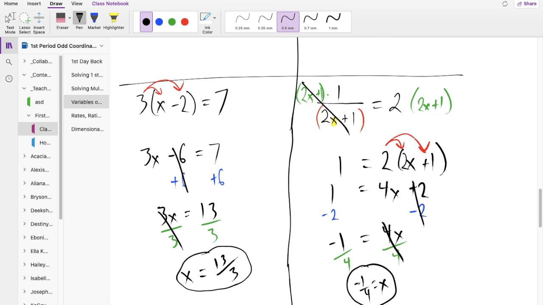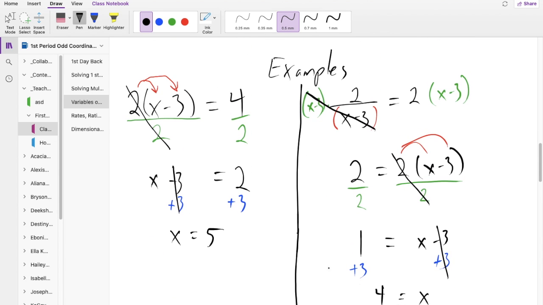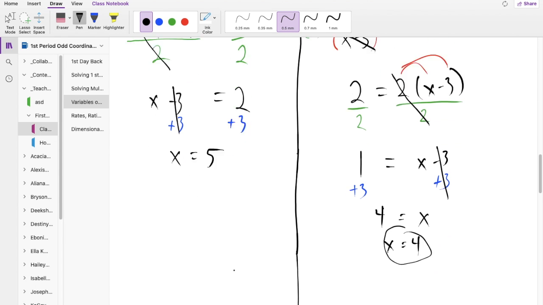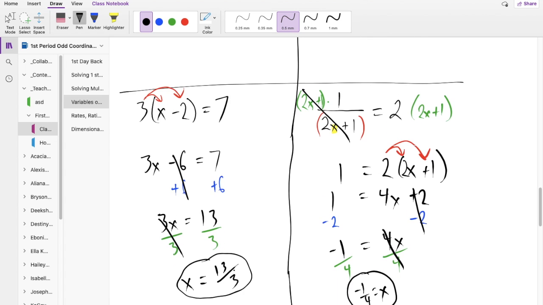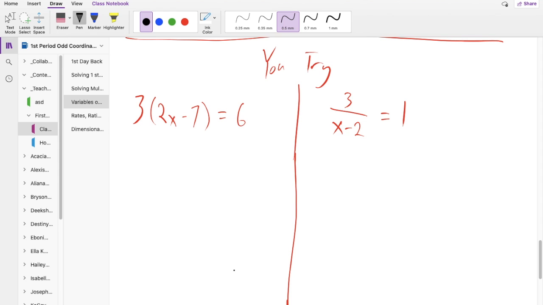So again, when you have something being multiplied to some parentheses, ask yourself, should I distribute or should I try to divide it over? So you saw us do two different examples for each kind of thing, where it was either better to divide first or it was actually better to distribute. So here are two examples for you to try. So pause your video and work these two out and come back and check your answers.